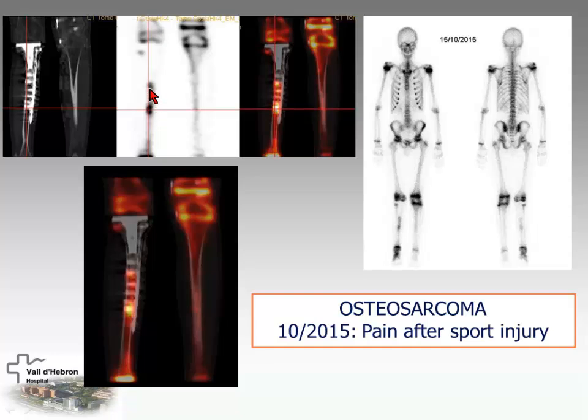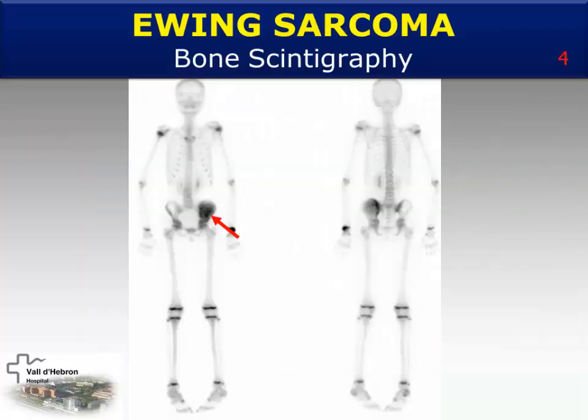What are these activities? If you look at this image, you can see that due to the sport injury, there has been a movement of the prosthesis, and now there is an increased activity around just the immobilization of the prosthesis, and that means that it's not a recidive. It's just after a trauma. It was like a small fracture.